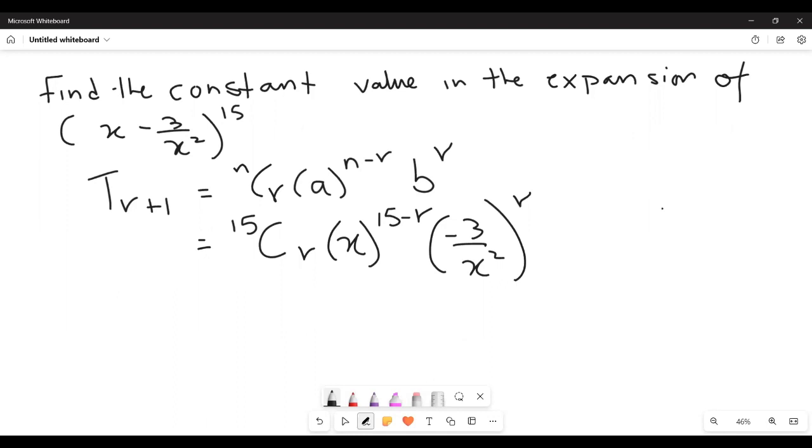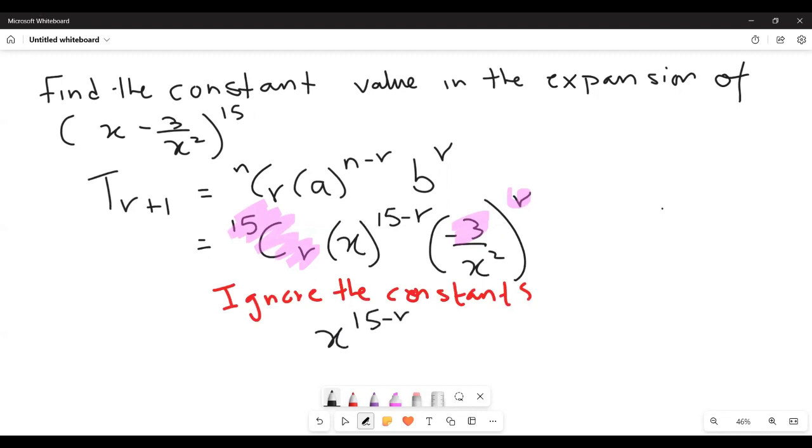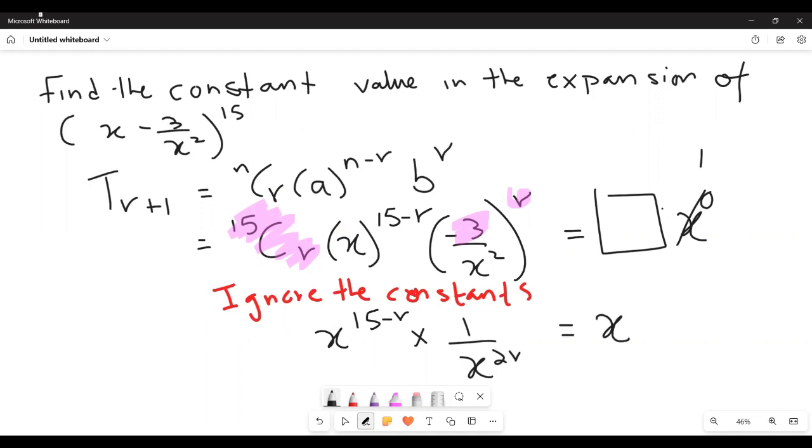What you do now is ignore the constants. Okay. So this 15 CR is a constant, whatever R is, and also this minus 3 power R is a constant. We will ignore them. So we get x power 15 minus r times 1 upon x power 2r, and that should be equal to a constant value. If it's a constant value, then what should be the power of x? 0. Yes, because x power 0 is 1. So this should be equal to x power 0.